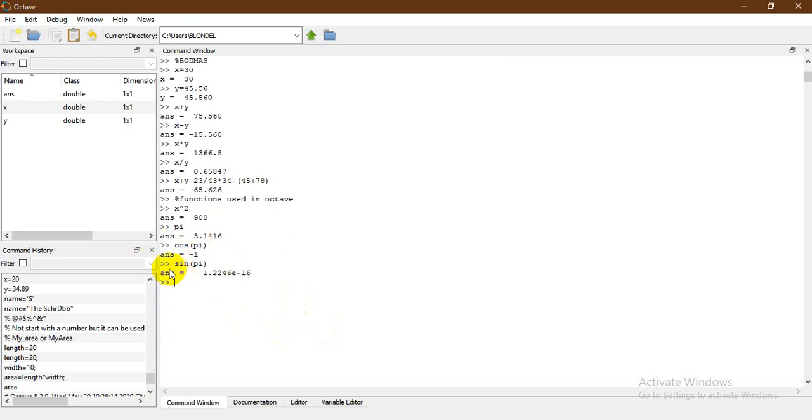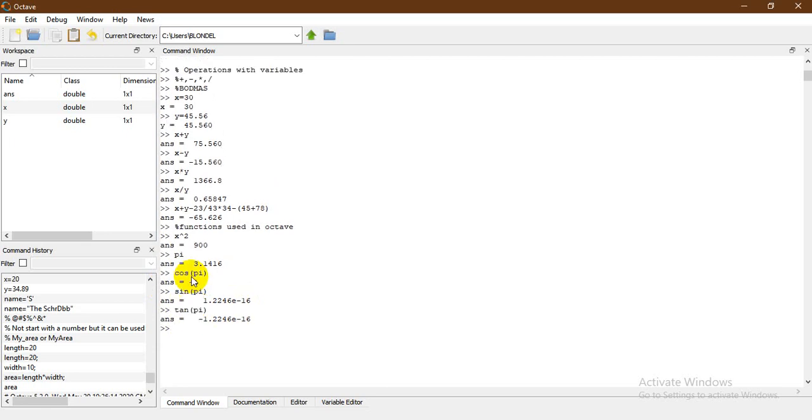Now you have cos, you have sine of this. You can also use the tangent of this. So the tangent is tan of pi. So this is very small, so you can have here 0. So this is how to use the different main functions in Octave programming.